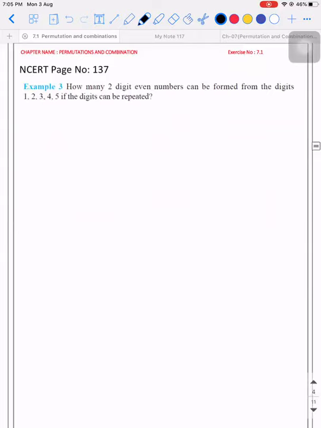How many 2-digit even numbers can be formed from the digits 1, 2, 3, 4, 5 if the digits can be repeated? You want a 2-digit even number, so whatever is the requirement is equal to the number of blank spaces. What are all the digits you have in your hand? 1, 2, 3, 4, 5. The digits can be repeated. Since they said even numbers, what is the important condition to be satisfied?